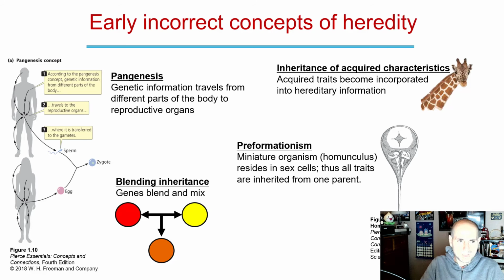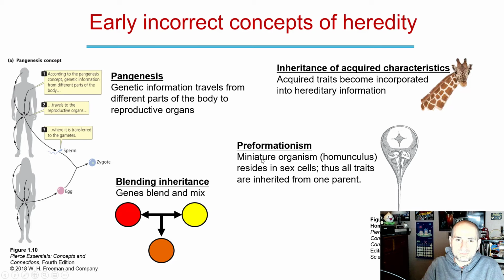What else? Blending inheritance. People thought that you were a blend of your parents. If there was a yellow flower and a red flower, the offspring would be a mix, an orangey flower, right? Now we know this blending hypothesis is not correct. There are red alleles and yellow alleles, and the offspring are distinct, not blends. If your mom had blue eyes and your dad had brown eyes, you're not going to have some mishmash of bluish brown eyes. You're still going to have brown eyes or blue eyes. It's just the concept of dominance and recessiveness. Hopefully you remember some of those Mendelian concepts from biology 1406, that alleles are inherited in a distinct manner.